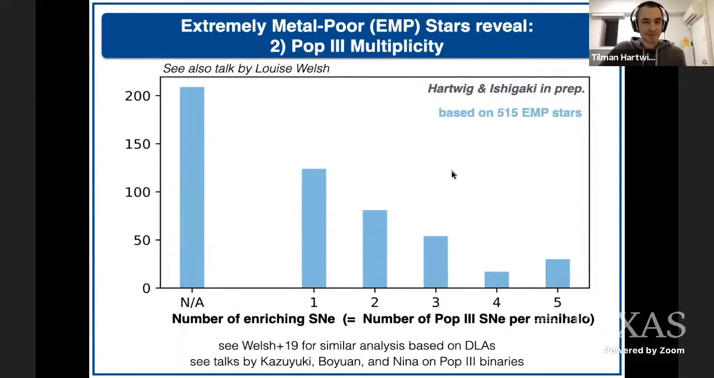And to you, this may look like a simple histogram, but this is like 2 years of hard work, and we hope that we can finish the paper soon. So there will be further talks also later on the POP3 binary statistics, which are of course related to multiplicity.